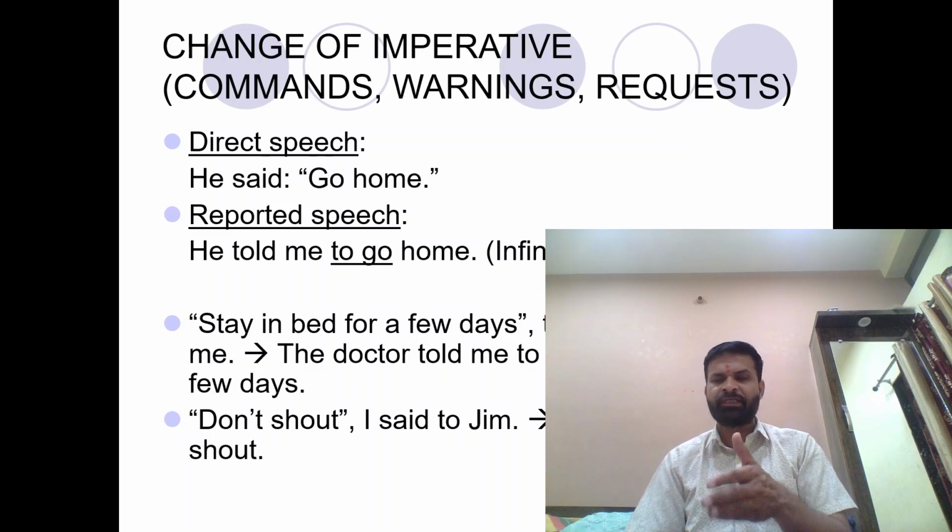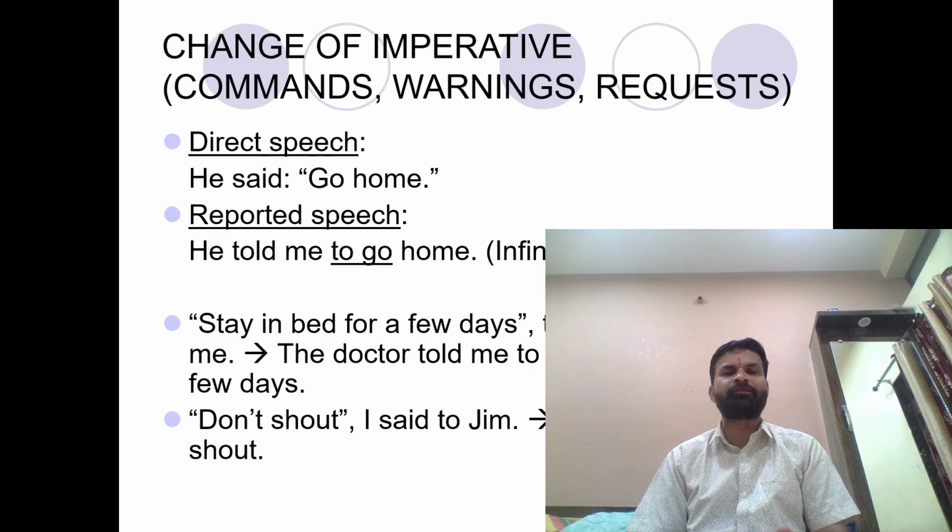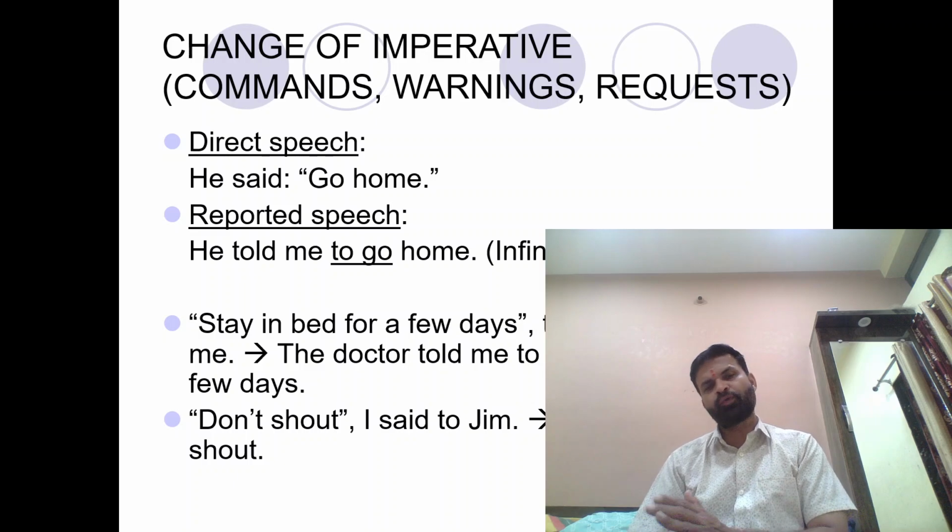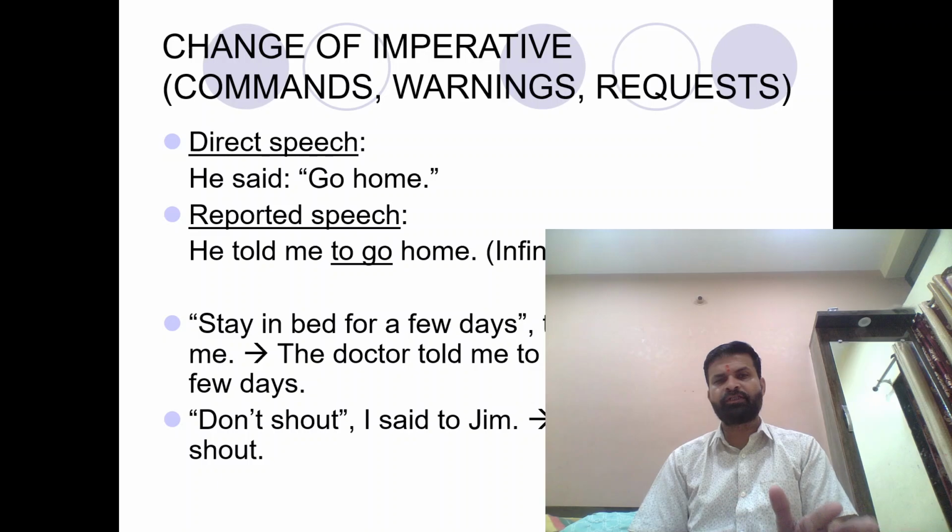Here also you see, if you do not understand whether it's a command or request or advice, you can generally say told and then the object, because told is a transitive verb. So if you're using told, you are supposed to use an object after told, because told is a transitive verb which cannot be used without an object. Said is transitive and intransitive both. So said can be used without an object, but told cannot be used. So when you are using told, you have to use an object also, because it's a pure transitive verb.